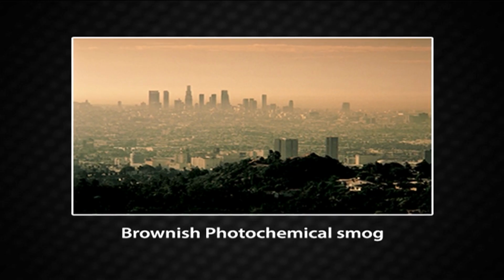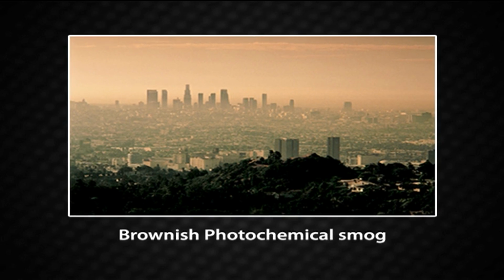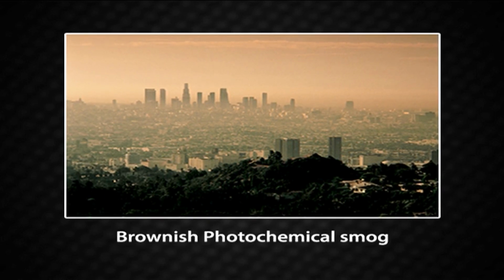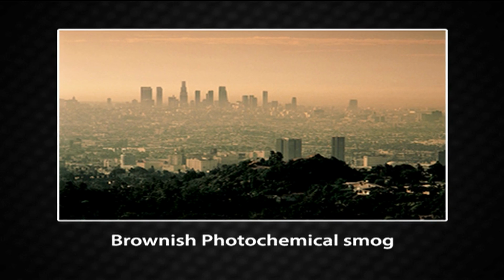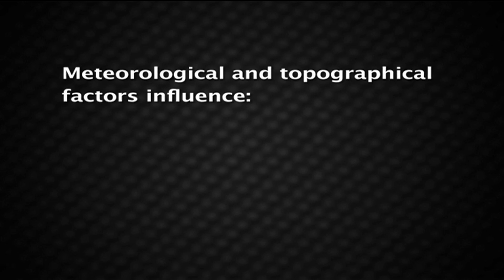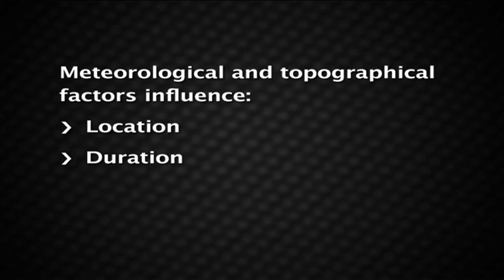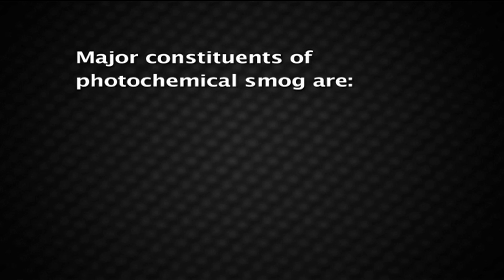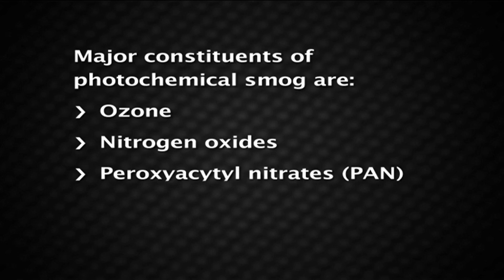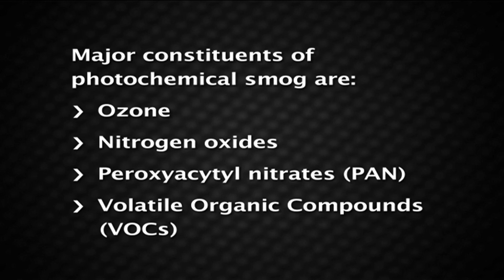This brownish irritating haze usually occurs at places with warm and sunny weather, typically arising during morning commute and begins to dissipate only by the time of the evening commute. Meteorological and topographical factors have a profound influence on its location, duration and severity. Hence, the major constituents of photochemical smog are ozone, nitrogen oxides, peroxyacetyl nitrates and volatile organic compounds. All these chemical pollutants have both short and long-term impacts on the life forms, be it plants, animals or humans.